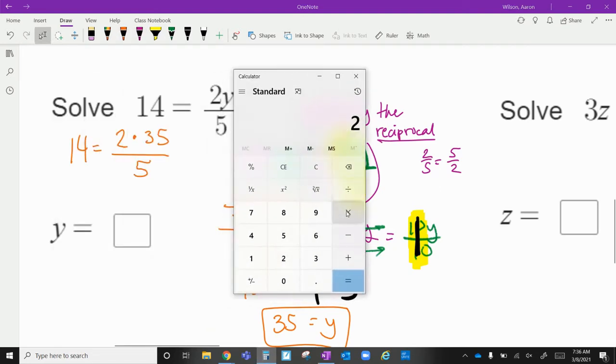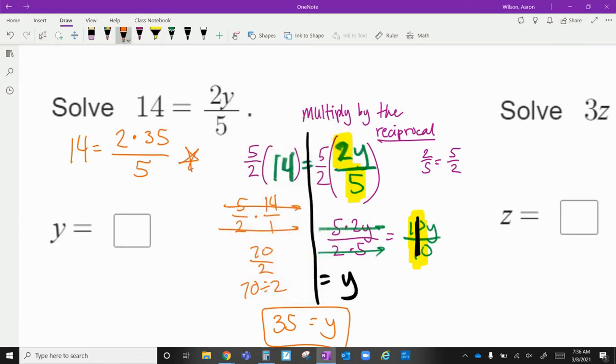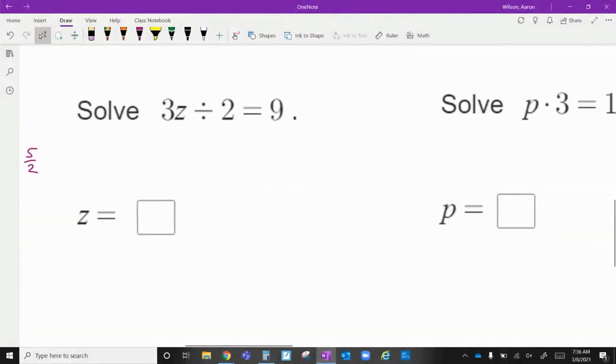2 times 35 is going to be 70. And then, of course, we have to divide it by 5 because all of that is over 5, which equals 14. So we know we are correct. We know that y is equal to 35. All right, try another one.